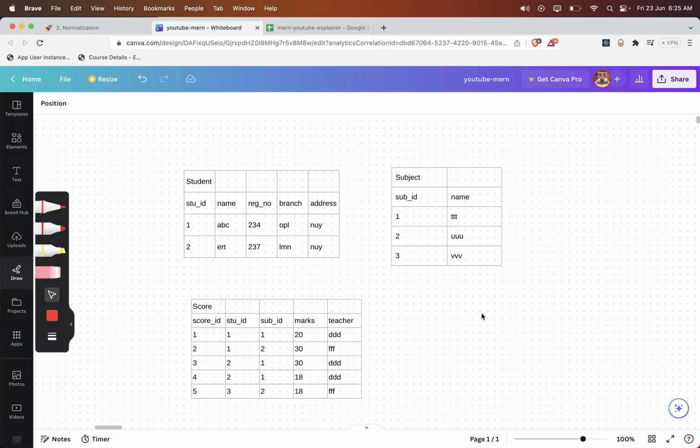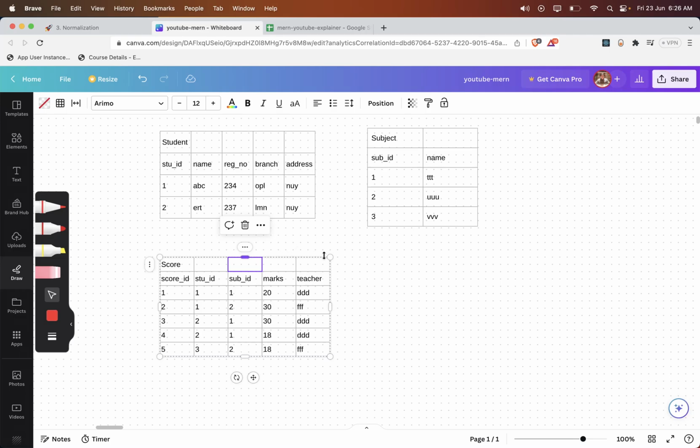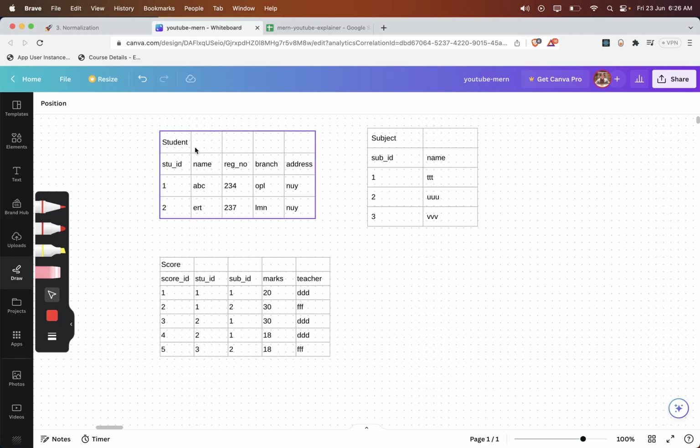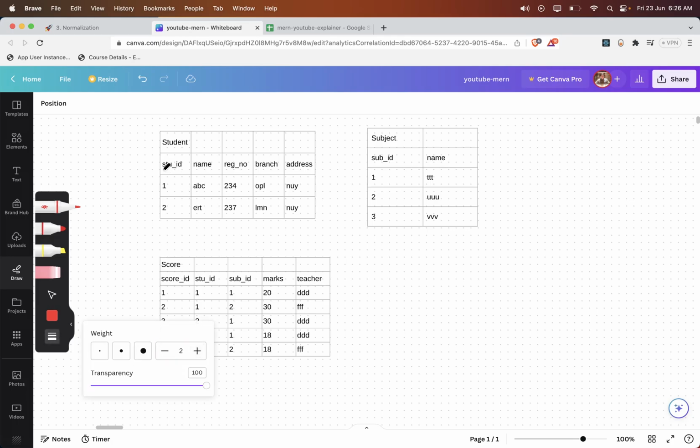If you see here, I have created some table structure, and in this table structure we need to develop a kind of marking system. Student is there, subject is there, and marks are there. Student ID is the primary key in the student table. In the subject table, subject ID is the primary key. At first glance, you might see score ID as the primary key over here. We will see whether it is the primary key or not.